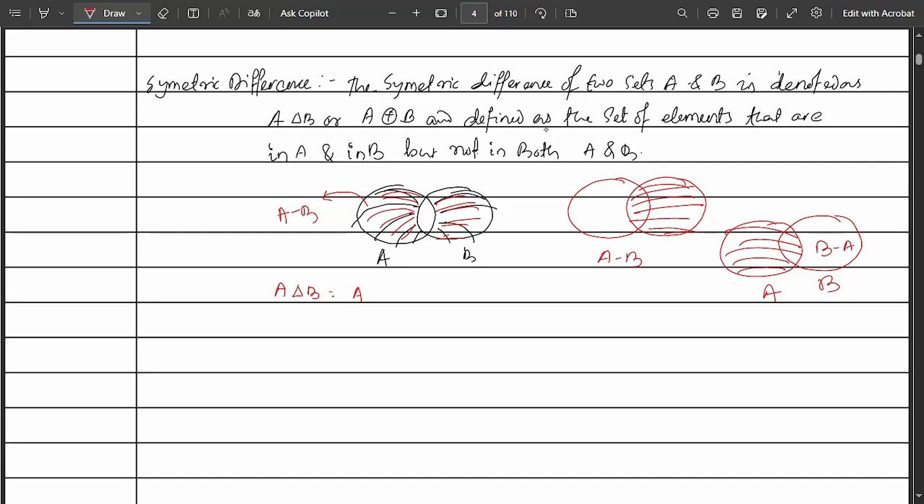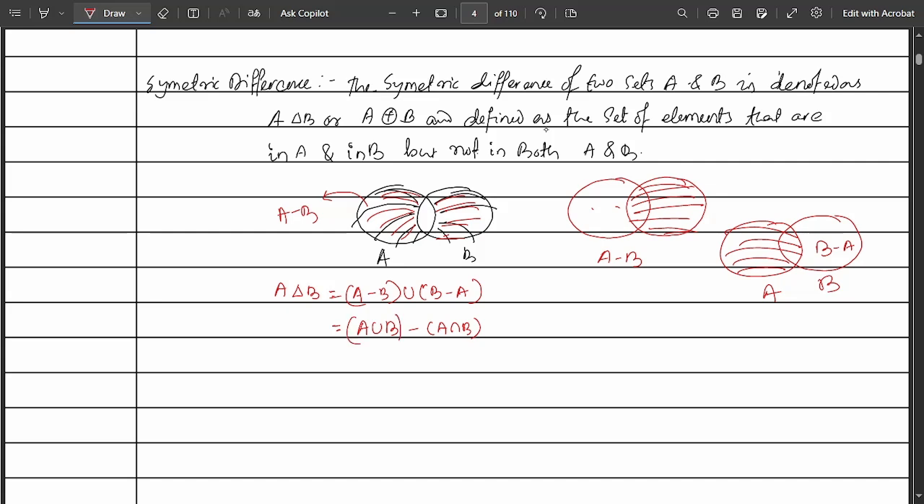So since I am taking only these, A difference B and B difference A, I can write this as A difference B union B difference A. Also I can write this as A union B difference A intersection B.